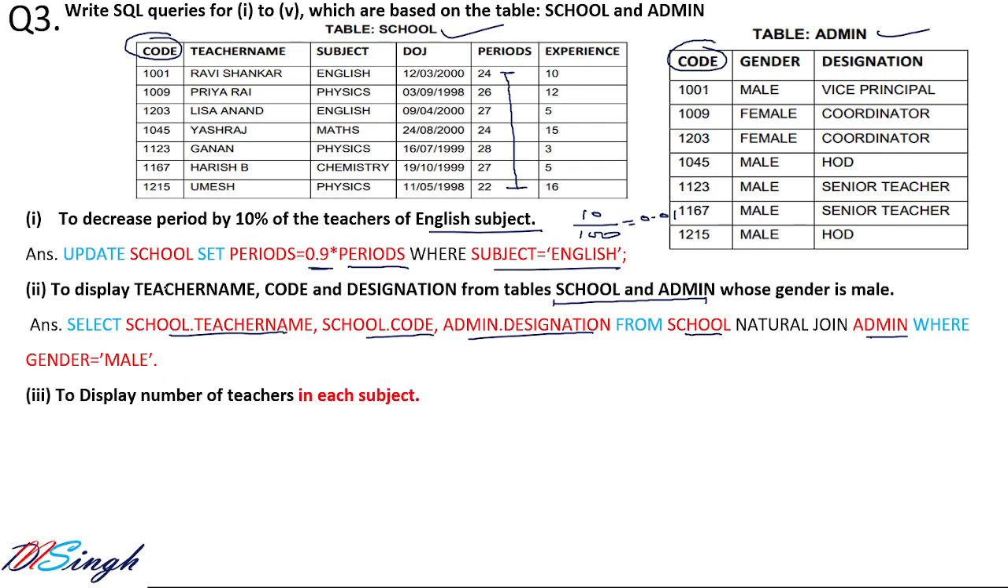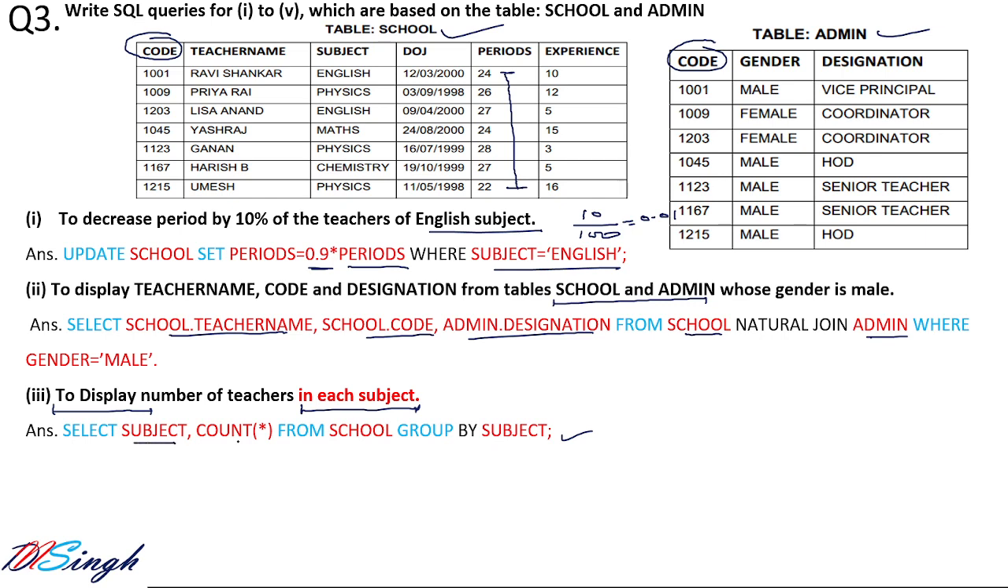Let us move to the next question. To display the number of teachers in each subject, which clause? Group by. To display, which command? Select number of teachers. So which function? Count function. Now number of teachers, so we are going to select count star and subject from school group by subject. So this is what the command will look like.